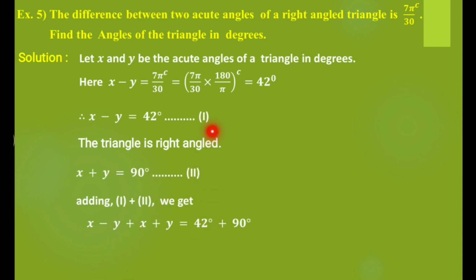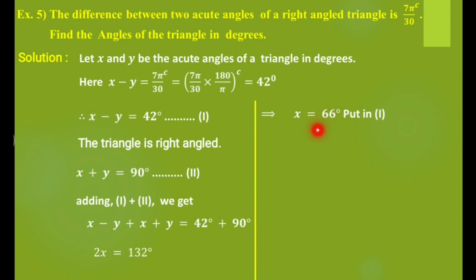Now from equation 1 and 2, if we add equation 1 and 2, directly you can see this minus y gets cancelled with this plus y. So x plus x, you can write twice x. Left hand side add with left hand side, right hand side add with right hand side. So this minus y plus y gets cancelled. From this you can write twice x is equals to, after adding 42 with 90 we get 132. So we get here value of x, which is equals to 66 degree.